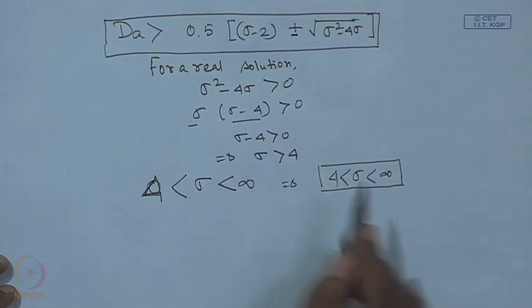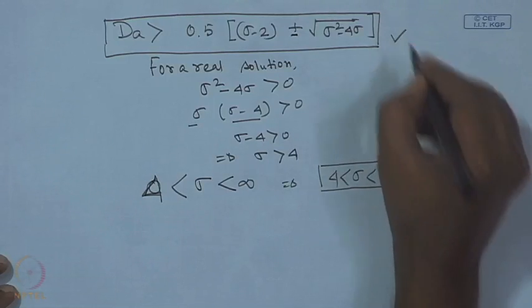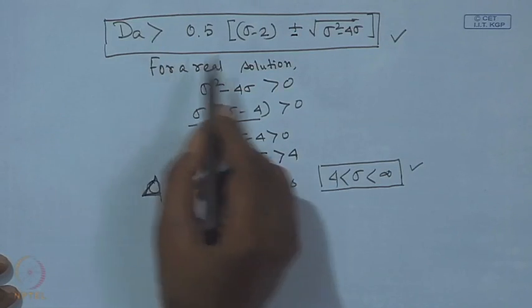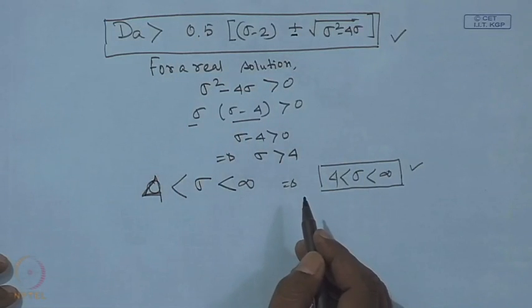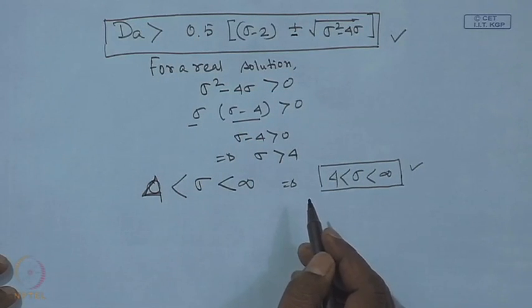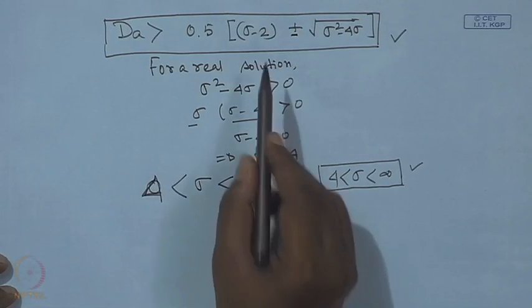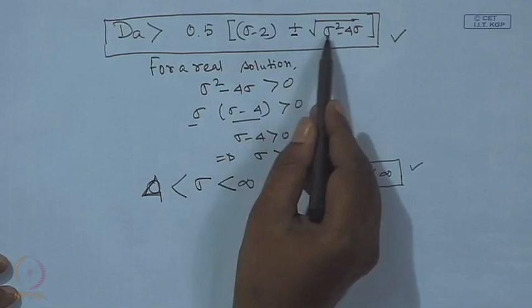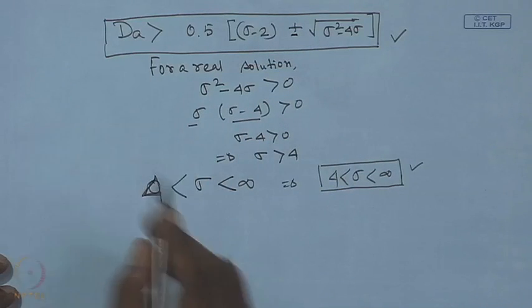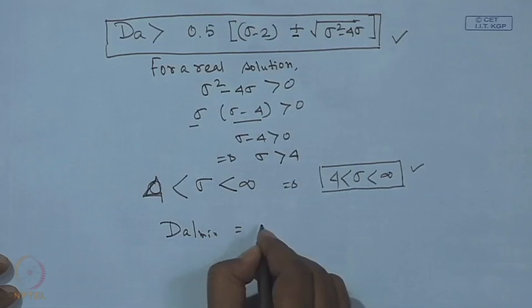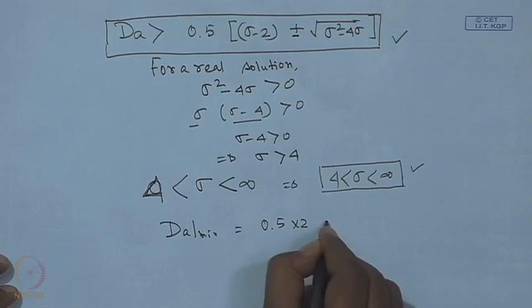So, these two are the conditions on the parameters. What are the conditions of the parameters? The condition is sigma has to be greater than 4 and the Damkohler number should satisfy this equation in order to have a unique steady state for this particular problem. So, what is the minimum value of Damkohler number? If we put sigma equal to 4 there, we will get the minimum value of Damkohler number. So, Damkohler minimum will turn out to be 0.5 into 2, that will be equal to 1.